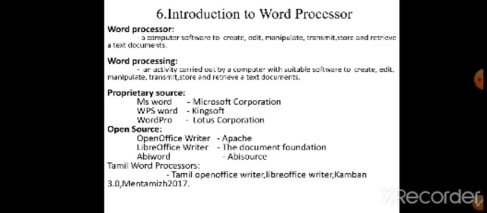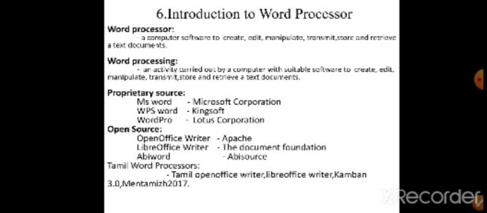So what is word processing? It is an activity carried out by a computer with suitable software to create, edit, manipulate, transmit and store or retrieve text documents. That is word processing. Now let us see what is proprietary software and what is open source.